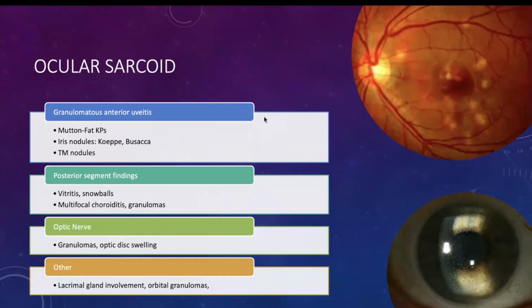You may even just see granulomas. The optic nerve can be involved again with granulomas, maybe some optic disc swelling, some disc edema or a papillitis. And then also the ocular sarcoid can affect other tissues around the eye. So you can have lacrimal gland involvement, which leads to dryness of the eyes. The conjunctiva can be involved. You can get granulomas in the orbit. So there's lots of different ways that sarcoid can actually present ocularly.